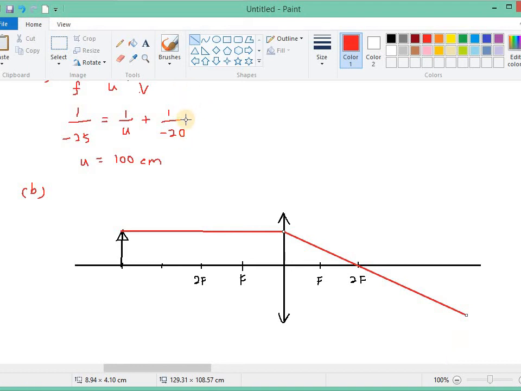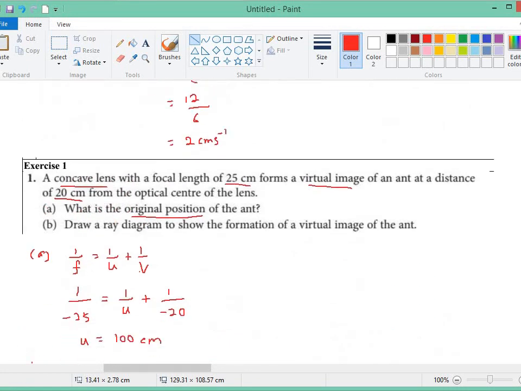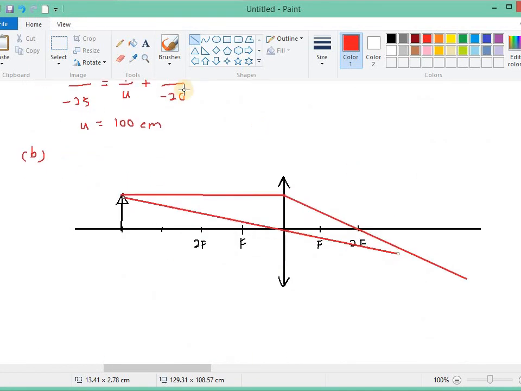Okay, and then the second one. Hey, wait a minute. Oh, wrong. This is a concave lens. Oh my god, sorry. Concave.